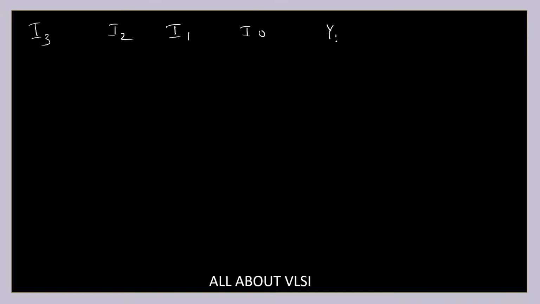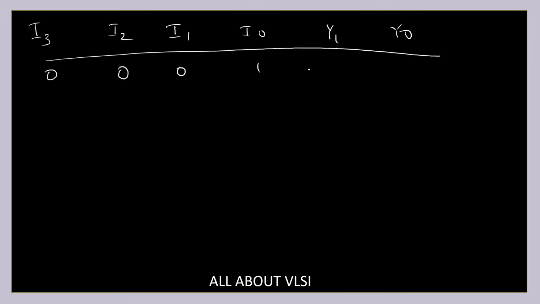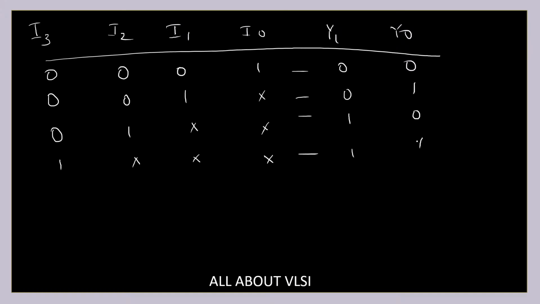I3, I2, I1, I0, Y1, and Y0. So you can write down 0 0 0 1, 0 0 1 x, 0 1 x x, and 1 x x x. Okay, these are the different cases which we are going to have. And the outputs are 0 0, 0 1, 1 0, and 1 1. Okay. So this is nothing but my priority encoder table. Now I need to get the minterms. Now, how to get the minterms?